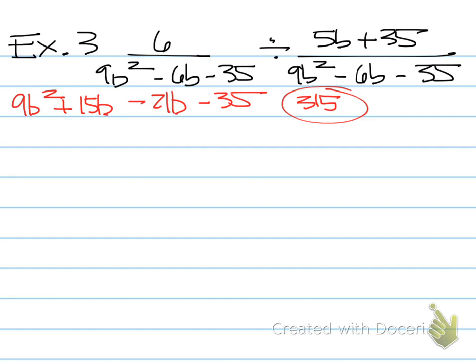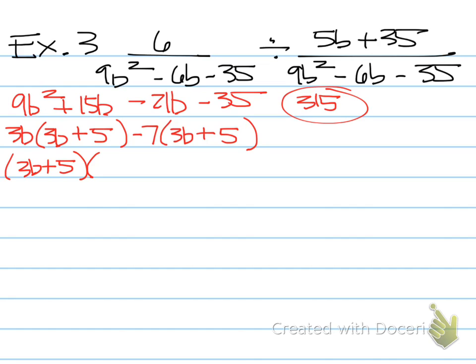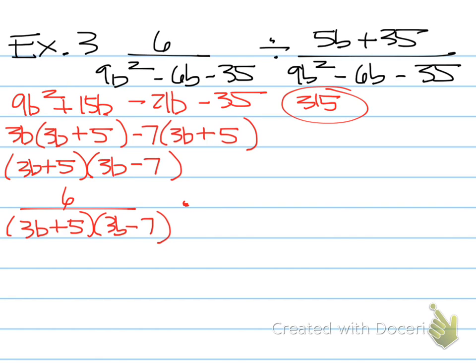Now we factor by grouping. The GCF of the first two terms is 3b. When we factor out the 3b, we get 3b plus 5. And then ask yourself, what do you have to multiply 3b by to get -21b? And that's going to be the GCF of the second two terms. And that number is -7. When we factor out the -7, we get 3b plus 5. You should get the same thing that was inside the first parenthesis. Now we have a common factor of 3b plus 5 that can be factored out, leaving us with 3b minus 7. And those are just the denominators.